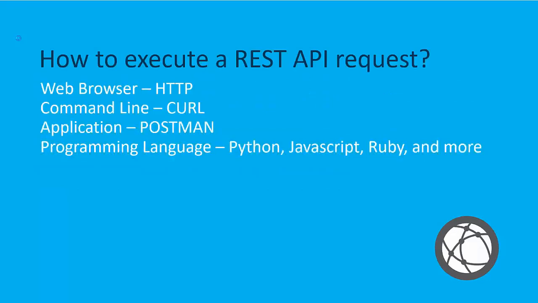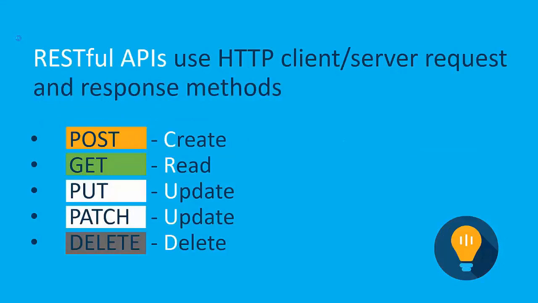So how do you execute a REST API request? Well, there's different ways you can do it. You could use your web browser using an HTTP request right from the address bar. You could use a command line tool like curl and do a curl command. You could use an application or program like Postman, or you could use a programming language like Python, JavaScript, Ruby, and many others. RESTful APIs use HTTP client-server request and response methods.